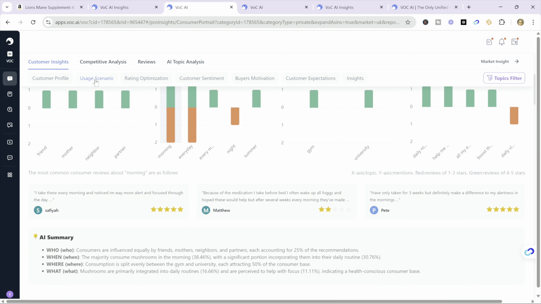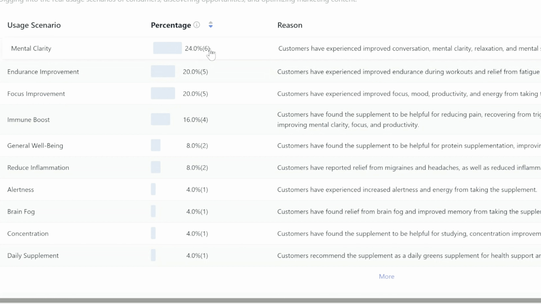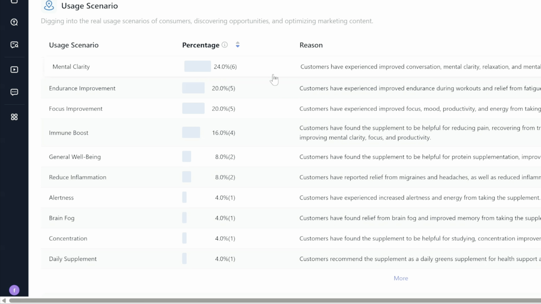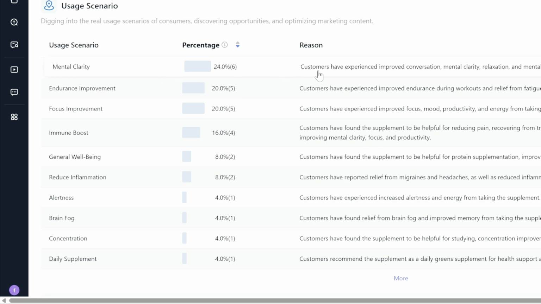When you look at the usage scenario, use these tabs to move yourself down. So 24% of the customers have experienced improved conversation, mental clarity, relaxation, mental sharpness from taking the supplement. Now, if you look at other usage scenarios, endurance improvement, focus improvement, immune boost, just 16%, and general well being. These are all the reasons why people are using it, and it all points to a customer who wants to be productive and active. That's the main reason they're using this product for.